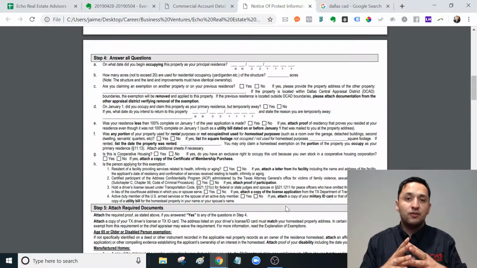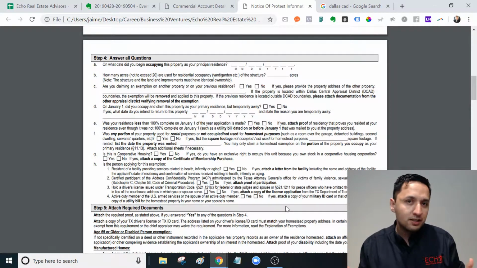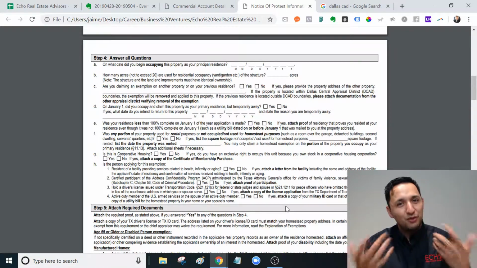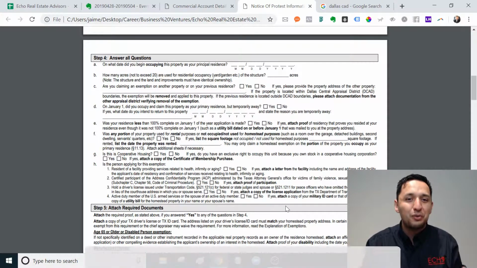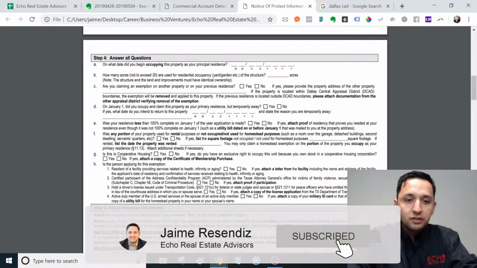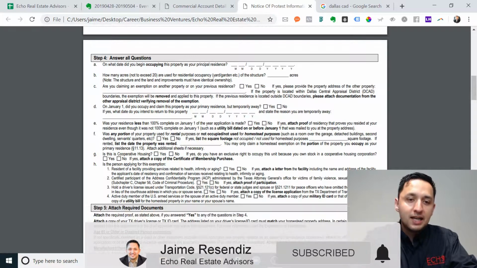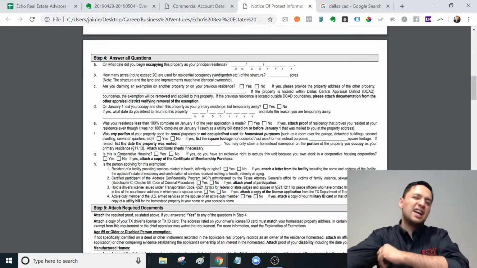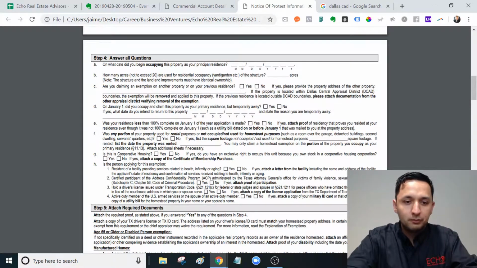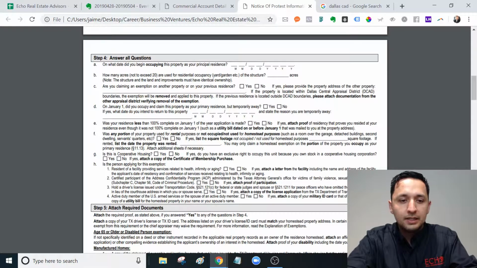Most likely, if you're not in a co-op, you don't necessarily know what a co-op is, but if you are in a co-op, you very well know what it is. Most housing is not in a co-op, but you'll know your situation there. Is this a co-op housing? So I'm going to put no.